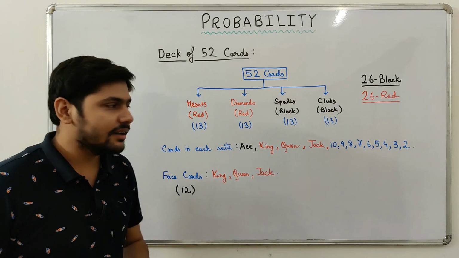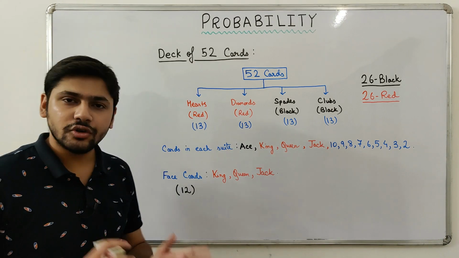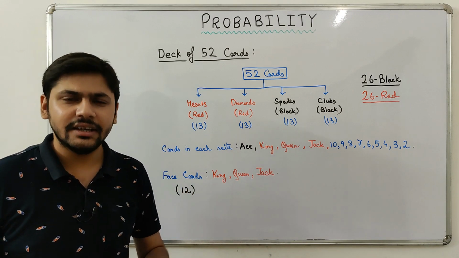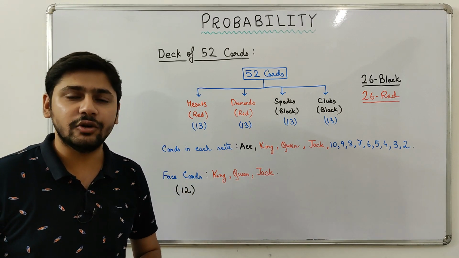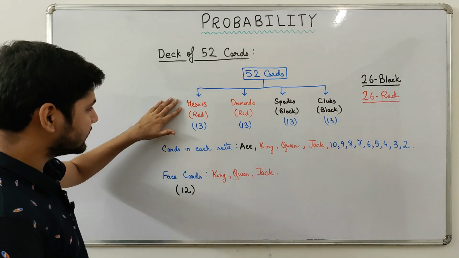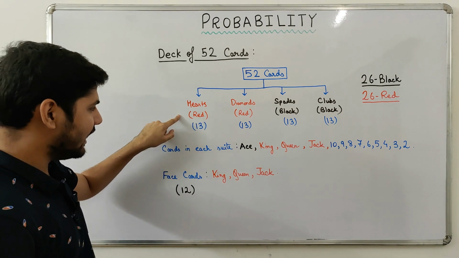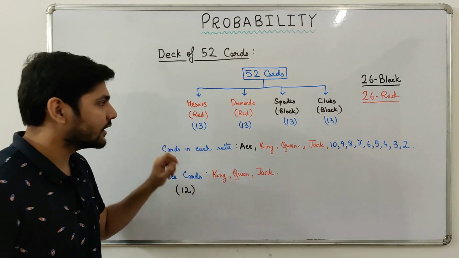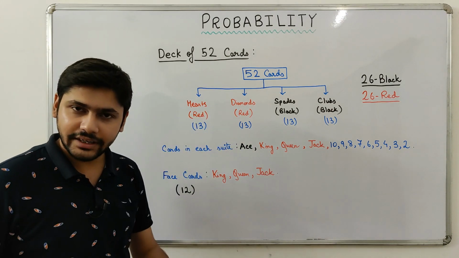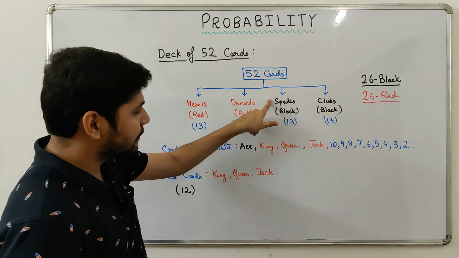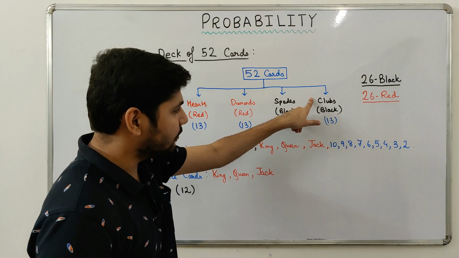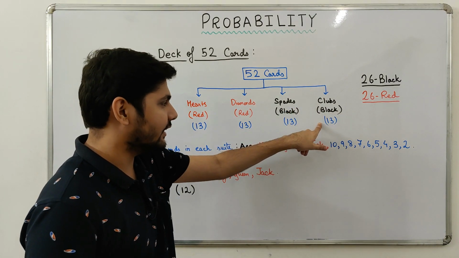What is the next division? The next division is the division of suit. There are 4 suits of 13 cards each. So 4 into 13 gives us 52 cards. What are the suits? First we have hearts. Now hearts are red and they are 13. Then we have diamonds. Diamonds are red and they are 13. Then we come to spades. Spades are black and they are 13. And finally we have clubs. Clubs are black and they are 13.